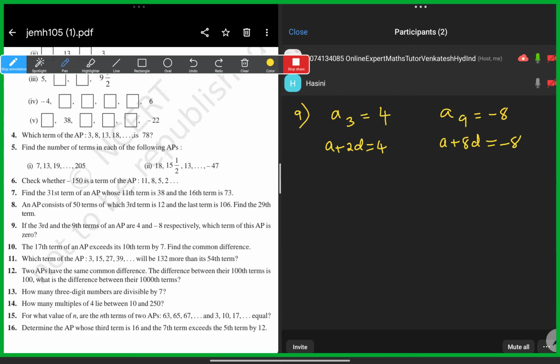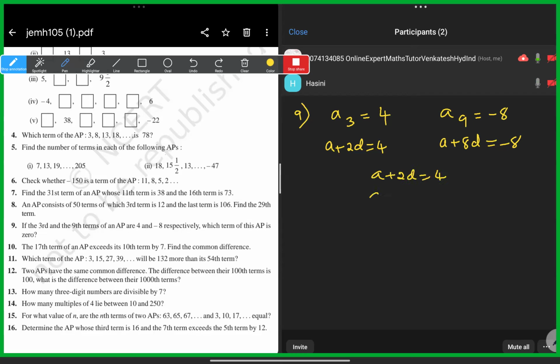So now, Hasni, same like the previous question, we'll solve these two equations, we'll get A and D values. In all these questions, Hasni, we are finding out A and D. They didn't mention clearly to find A and D, Hasni. We should only understand, because if you know A and D, then only you can find out the 29th term in the previous question, or now in which term is 0. So we should get the idea of solving these equations automatically.